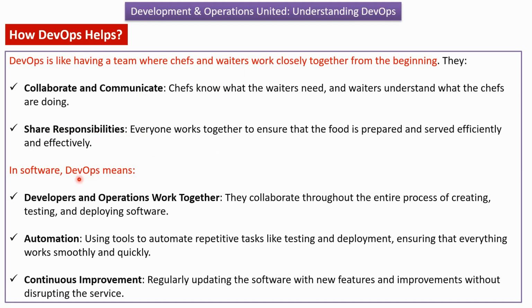Next we will see what is DevOps in software. The first point is developers and operations work together. They collaborate throughout the entire process of creating, testing and deploying the software. The second point is automation. Using tools to automate repetitive tasks like testing and deployment, ensuring that everything works smoothly and quickly. The third point is continuous improvement. Regularly updating the software with new features and improvements without disrupting the service.